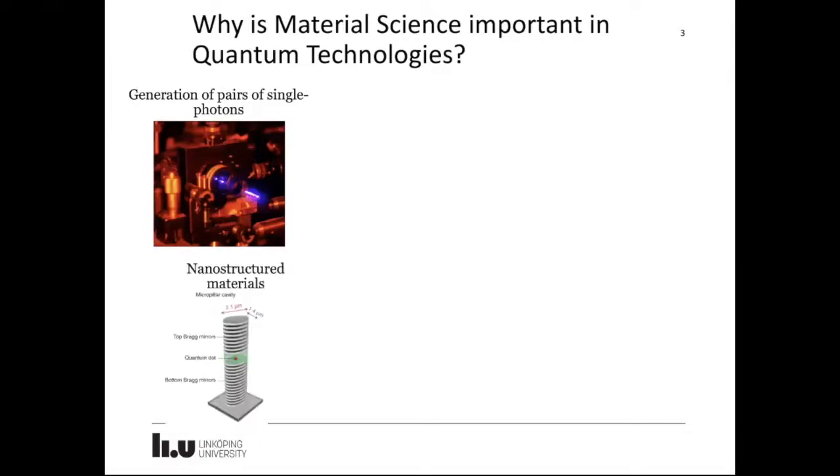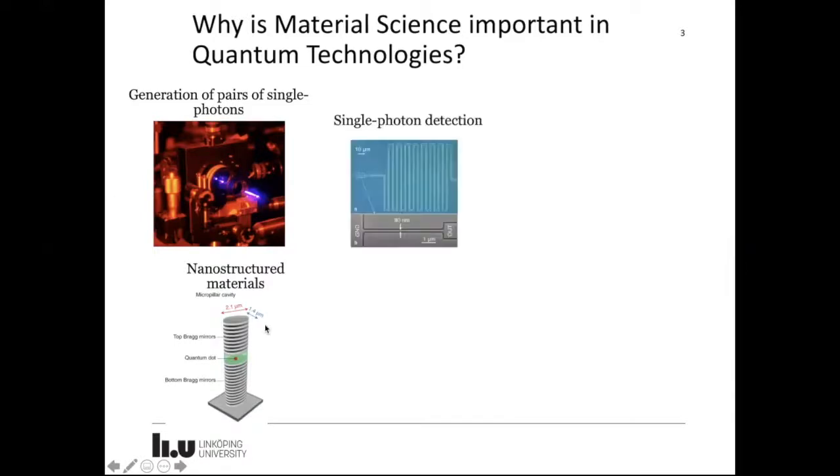Another is nanostructured materials. This is nowadays a very good way of generating very high quality single photons. One way is to embed a quantum dot onto a vertical cavity made of Bragg reflectors. And this is all done on a semiconductor structure using different materials. So this is also a very promising way to generate very high quality single photons.